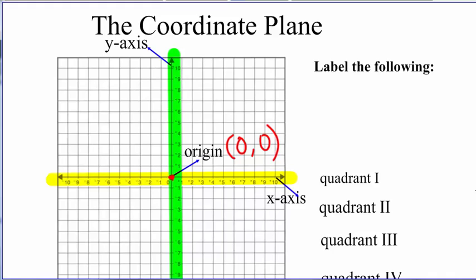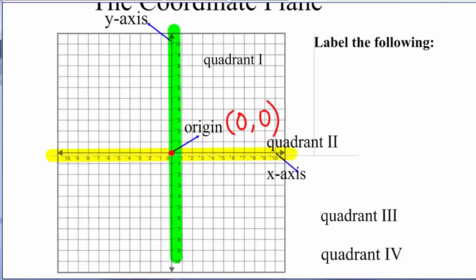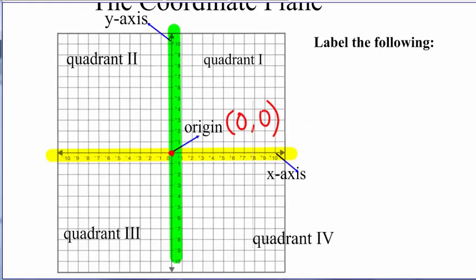And then our coordinate plane is divided up into 4 quadrants. So starting from the upper right, we have quadrant number 1, and then moving counterclockwise, quadrant 2, quadrant 3, and quadrant 4.